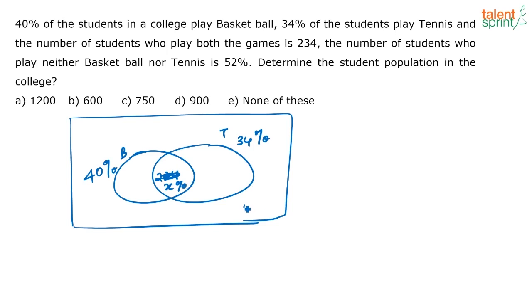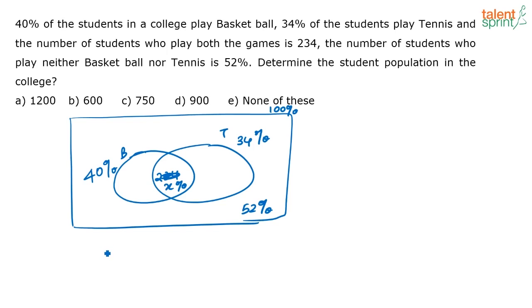Now it is given that 52% don't play tennis or basketball, correct? So now you have to find out this X percentage. How will you find out? See this total, in the college the strength is going to be 100%, correct? Out of 100%, 40% plays basketball, 34% plays tennis, and 52% don't play anything, and X percentage play both.